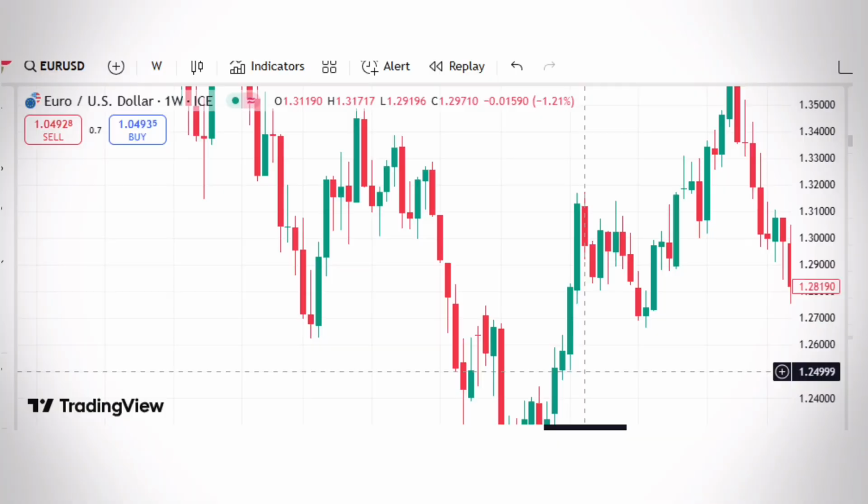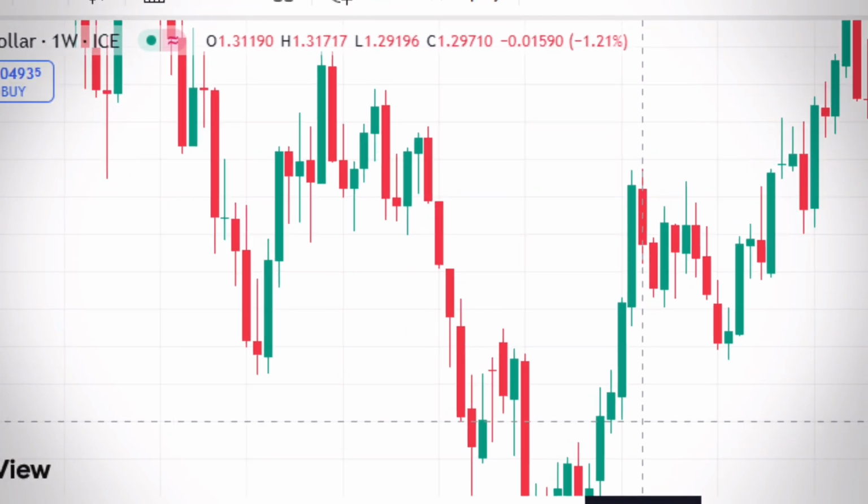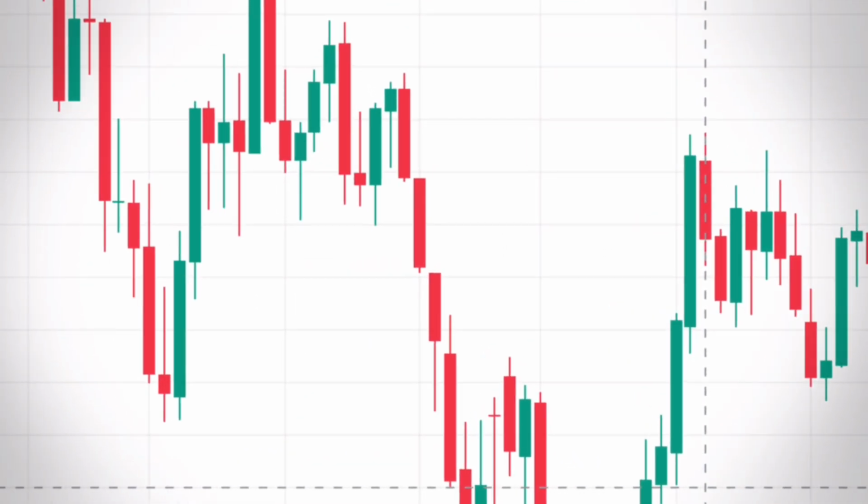Here's how to identify the 3 black crows pattern when you see it on the chart. First, the pattern consists of 3 consecutive long bearish candles, that's red or black candles, each closing lower than the previous one. These candles should not have long upper shadows, signifying that sellers control the market price action throughout the session. Now, while the candles should close progressively lower, they don't necessarily have to open with large gaps down.